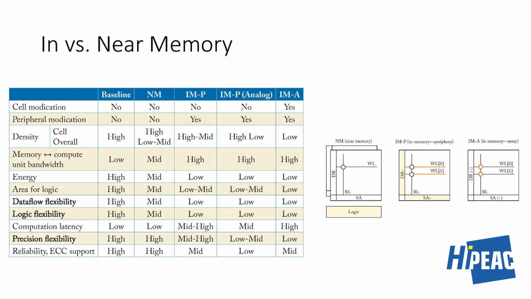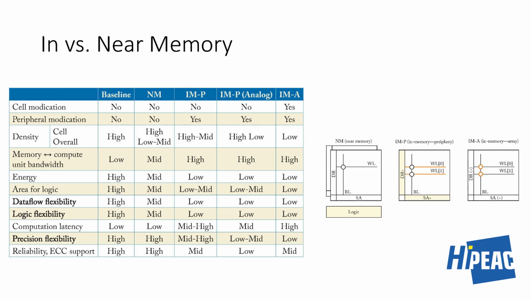I'm not going to go over this whole table. You can look at it offline. But what I wanted to emphasize were the metrics, right? The first metric is very important: cell modification. If you are a memory person, this is your number one criterion. You don't want to change the cells too much, because they are very standard compilers, and the memory density is a big deal for them. So a technology which doesn't change the cell is more attractive to the memory manufacturers.